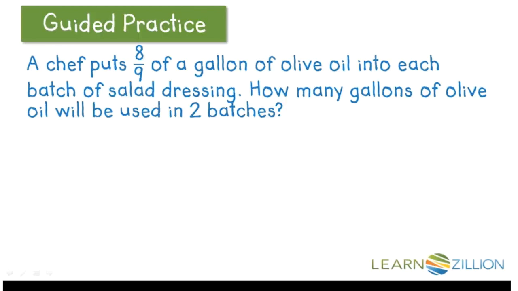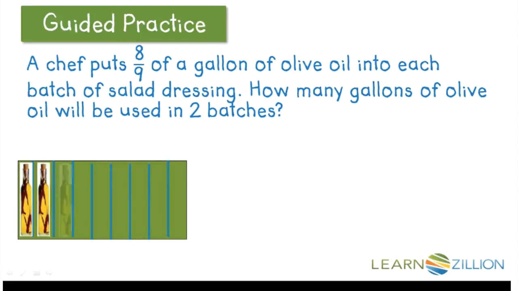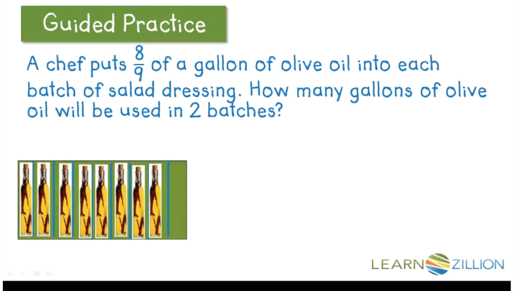First, let's show an area model to model one whole. And we know how many parts to divide it into because we can look at the denominator and see that we need to divide it into 9 equal pieces. And our numerator tells us that we need to shade in 8 of those pieces. We have 8/9, but we need to multiply that times 2. Remember that we've been looking at multiplication as repeated addition, so we need to repeat the action.